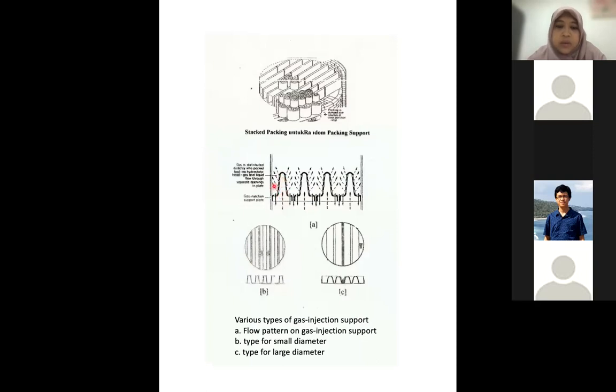So gas and liquid flow through separate openings in the plate. This is the liquid passing down, while the vapor goes around these holes. Okay, so this is called the gas injection support. The idea is we distribute all of the gas. And this is the stack packing, arranged as a support for random packing.